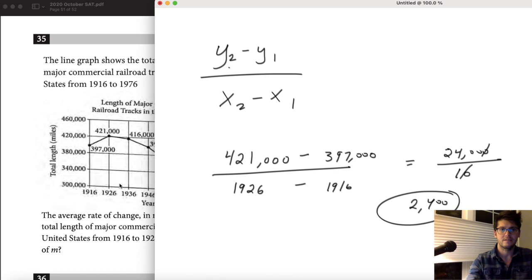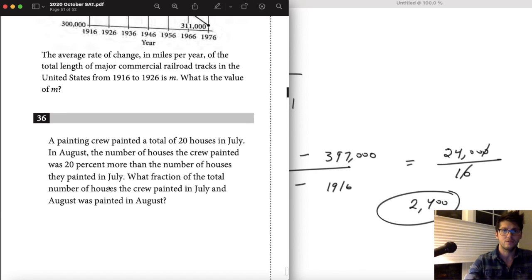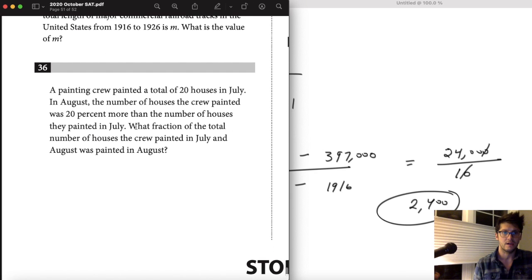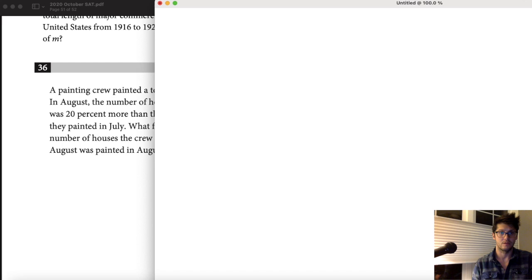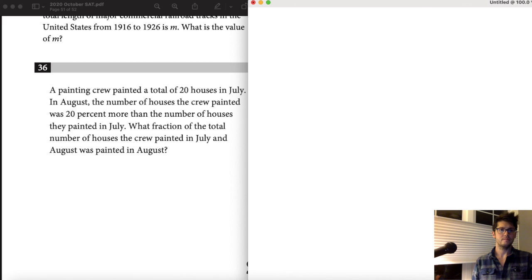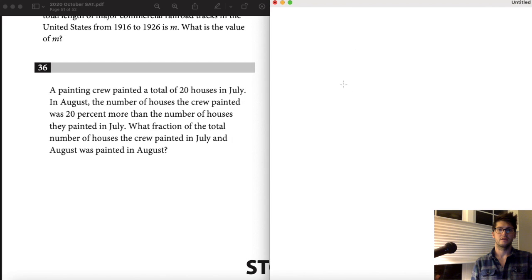36. Go to that last sentence first. What fraction of the total number of houses the crew painted in July and August were painted in August? I don't know. Let's see. 20 houses in July. In August, the number of houses the crew painted was 20% more than they painted in July. Okay. So remember, 20% is 20 over 100 or 0.2, 0.20. But 0.20 more means that you should multiply by 1.2 times the July amount.